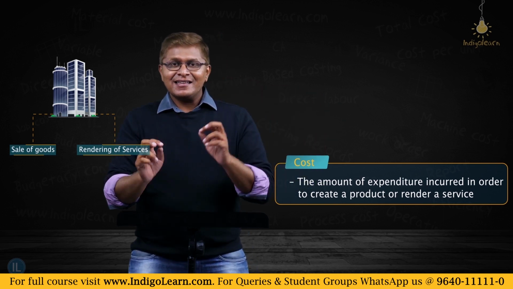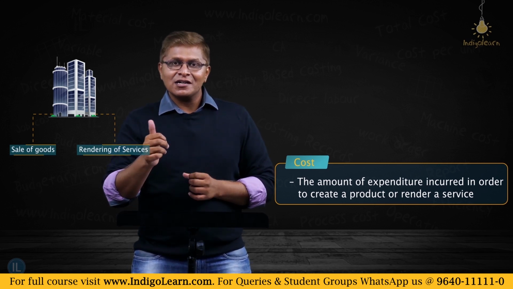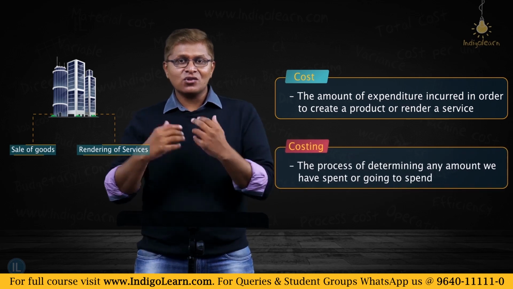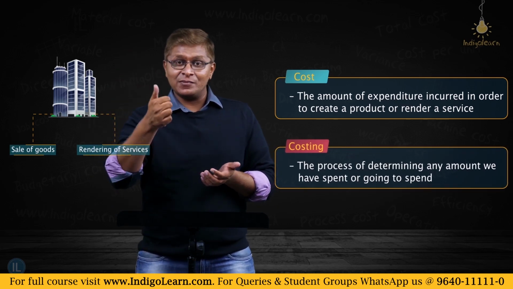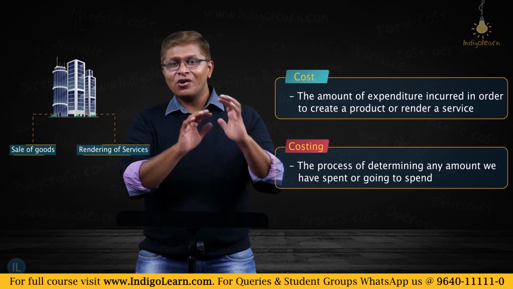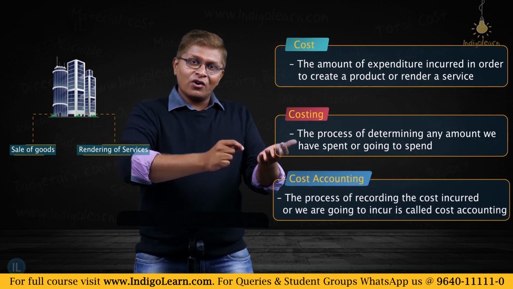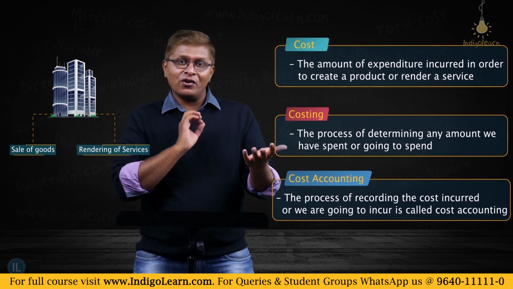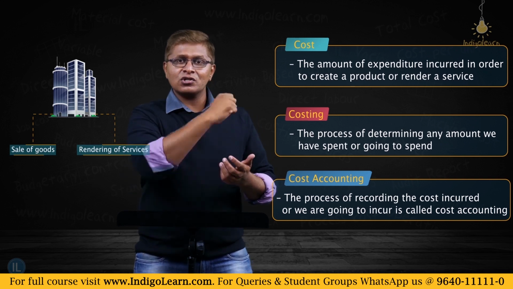So friends, just to summarize the two examples that we have discussed, what is cost? Cost is any amount of money that we are going to spend. What is costing? The process of determining what is the cost that we have either spent or what we are going to spend. That is called as the costing. And then if we talk about cost accounting, the process of recording all the cost, whatever we have incurred, this entire process of recording cost and making a statement, making a summary is going to be called as cost accounting.